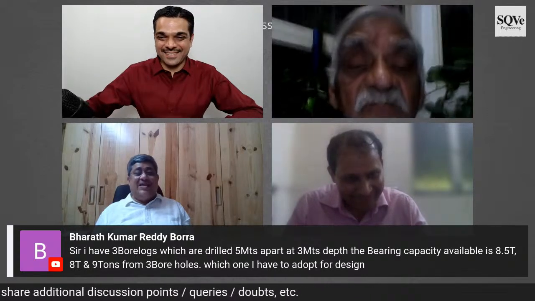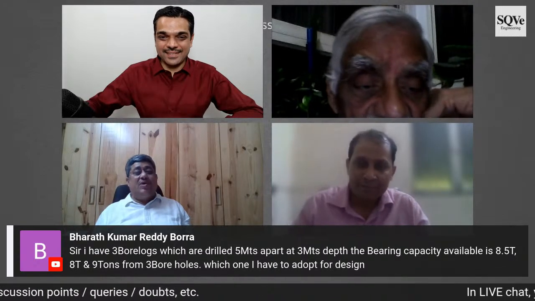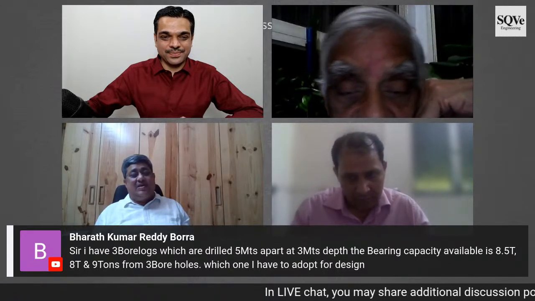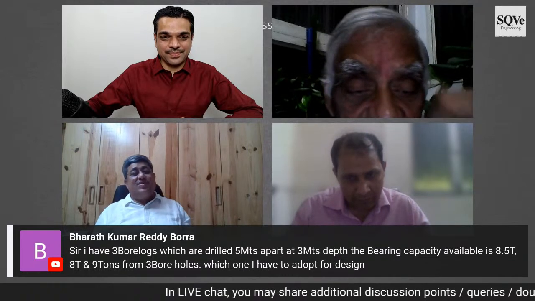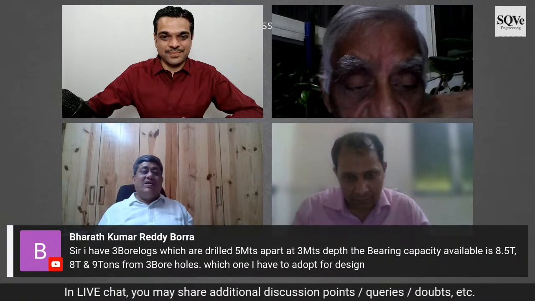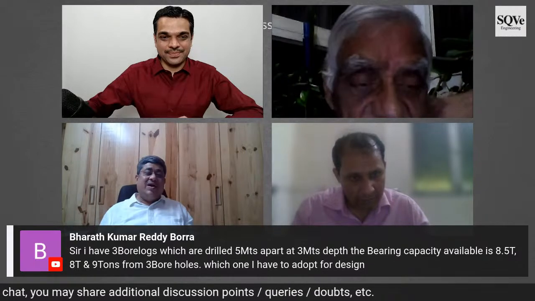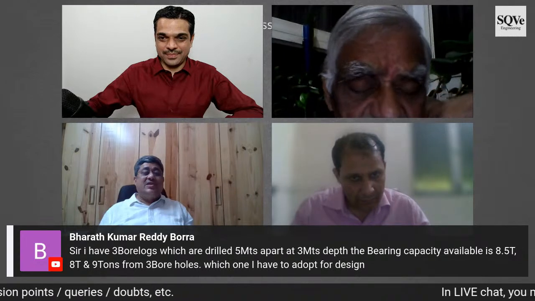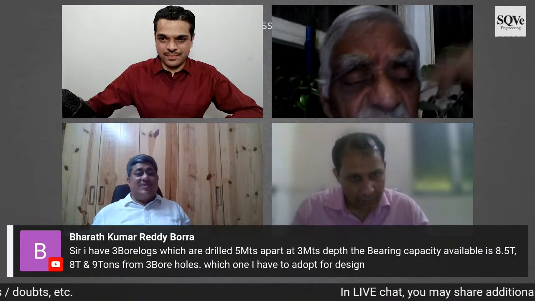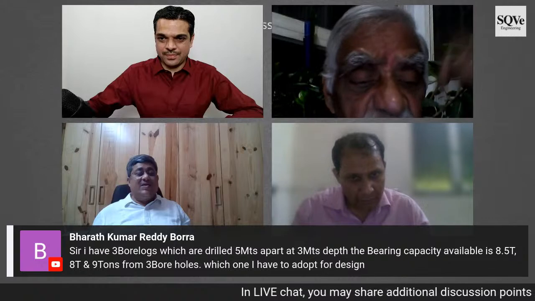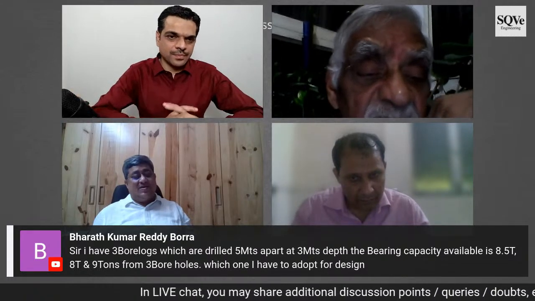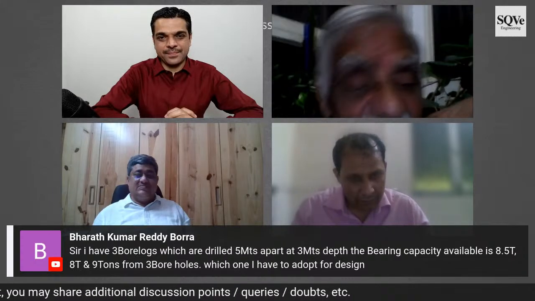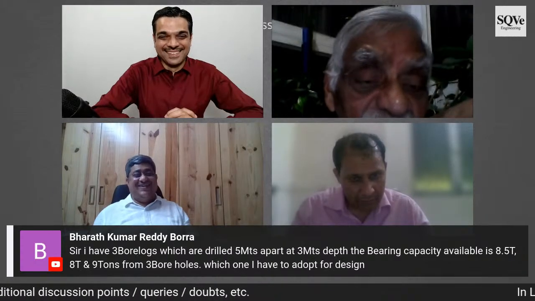Suppose for any structure, if I go 1.5 meter below, the foundation width is very less. So you need only 3 meter to understand the pressure bulb. I don't know what sort of structure you are having with all these three boreholes. It's like earlier practices where people used to make a pit of 1 meter by 1 meter, maybe 2 meters deep, because they could climb out very easily, maybe with a ladder.